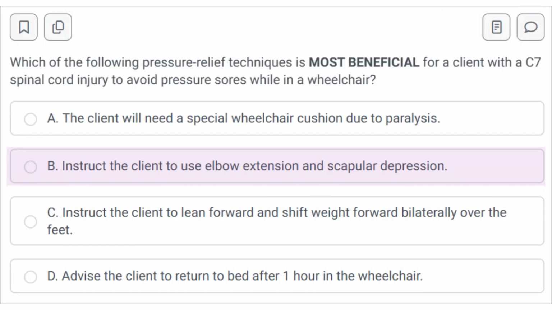Next, we have B, instruct the client to use elbow extension and scapular depression. That one's kind of ringing a bell to me as the winner because that is exactly what I just explained. So with C7 spinal cord injuries, you can still extend your elbow because you still have function of the triceps, and then you have function of the muscles responsible for scapular depression. So that answer is technically right too. And I think that might be better than option A because this is something functional that the patient can do. And you always want to make sure that the patient is able to utilize the muscles that they still have function of.